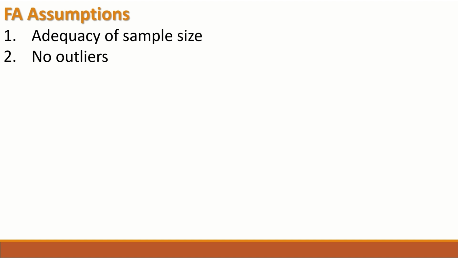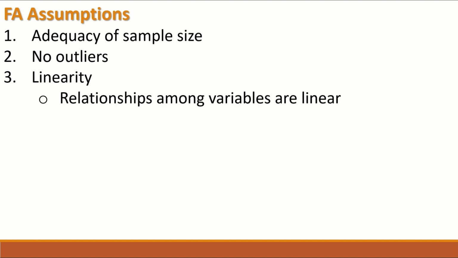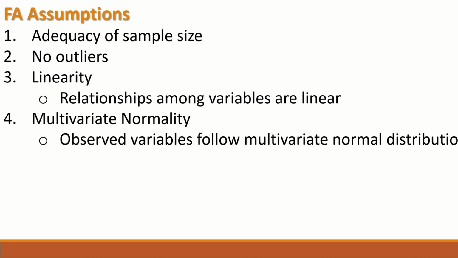The second assumption is that there should be no outliers, no extreme values. The third assumption is that there should be a linear relationship among variables. The fourth assumption is multivariate normality, that the variables follow multivariate normal distribution.